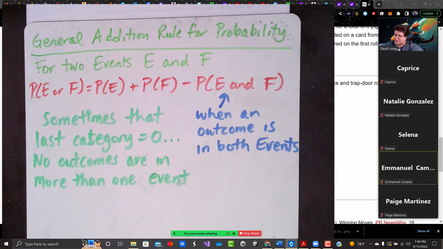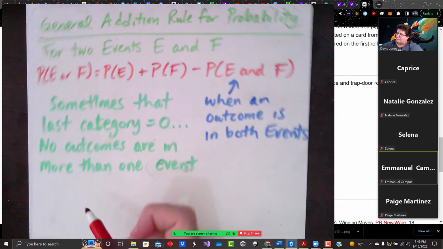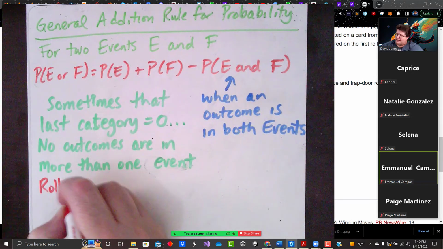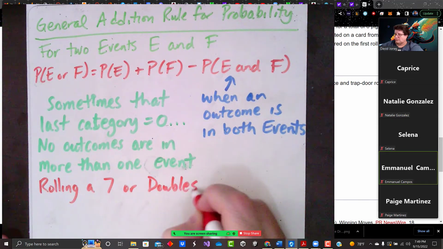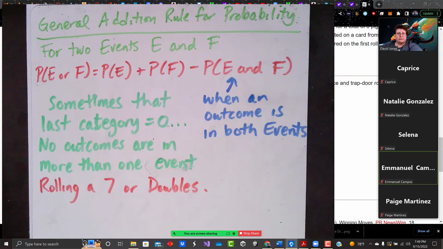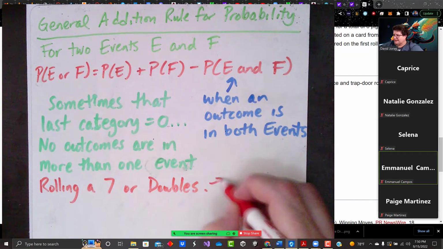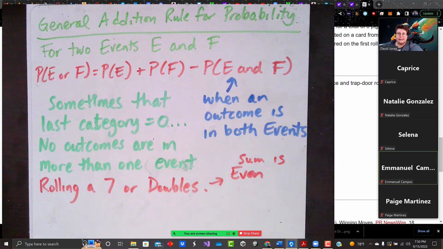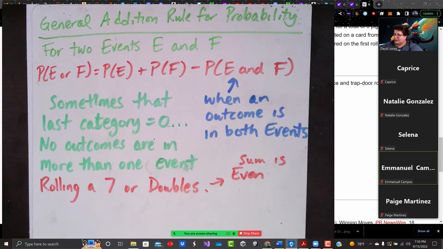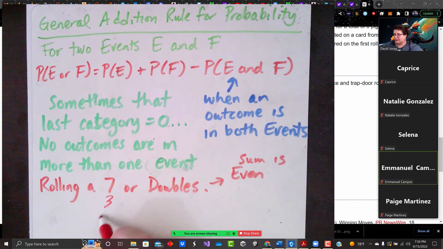And to put it in Monopoly terms, this is like if we're looking at rolling a 7 or doubles. There is no combination of the doubles that equals a 7. In fact, all the doubles are even numbers. The sum is even. So there's no way to get an odd number in the sum. I could just as easily have said a 3 or an 11 or a 9 or 5, something like that. There's no way to get an odd number.